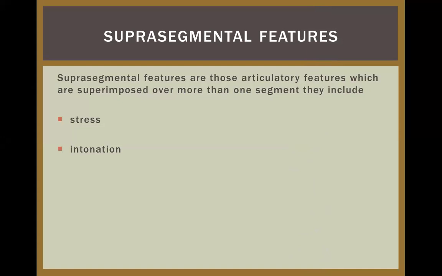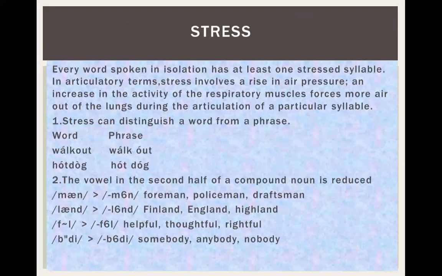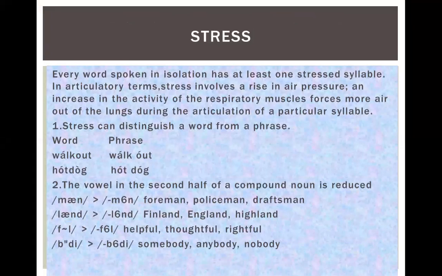Suprasegmental features are those articulated features which are superimposed over more than one segment, and they include stress and intonation. Let's have a look at them deeply. Every word spoken in isolation has at least one stressed syllable. In articulatory terms, stress involves a rise in air pressure and an increase in the activity of respiratory muscles, which forces more air out of the lungs during the articulation of a particular syllable.